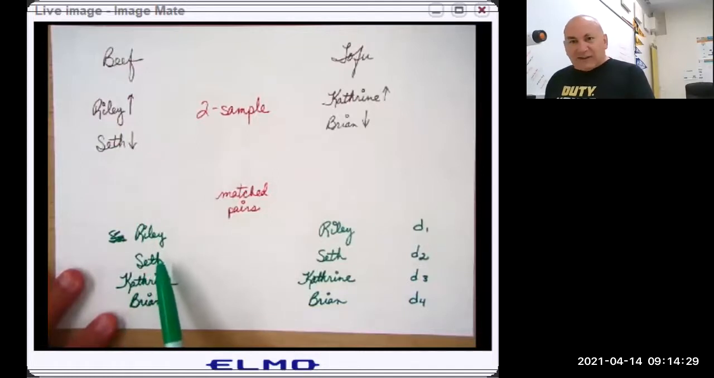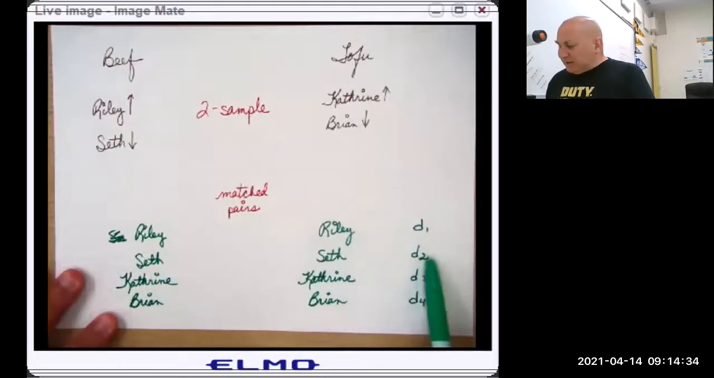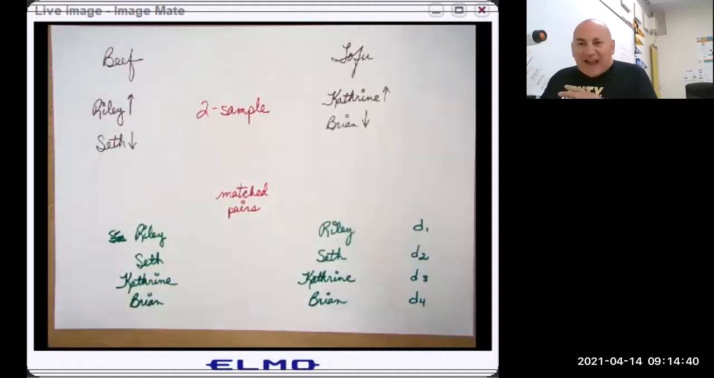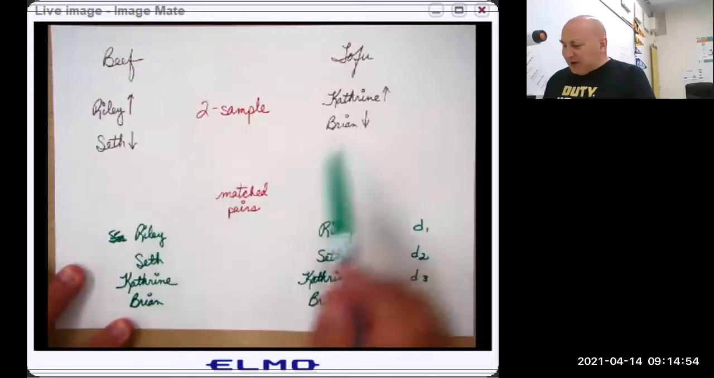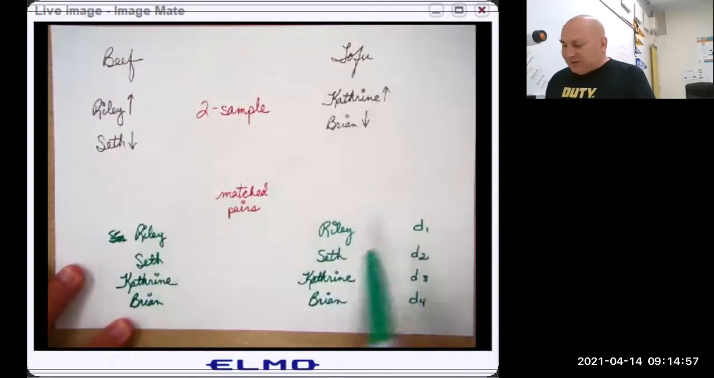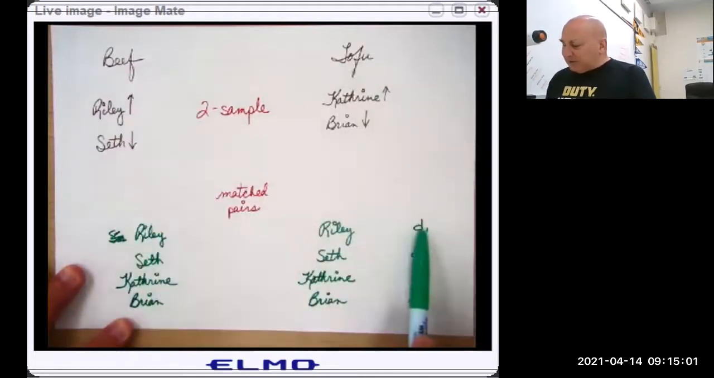So we're going to take Seth's score for beef and go beef minus tofu. And this difference is Seth's score and Catherine's and Brian's. So we've factored out the confounding variable of whether somebody likes hot dogs or not, and we're left with only a difference in taste. If Riley scored the beef one higher than the tofu, this would be positive. If Riley scored the tofu one higher than the beef, this difference would be negative.